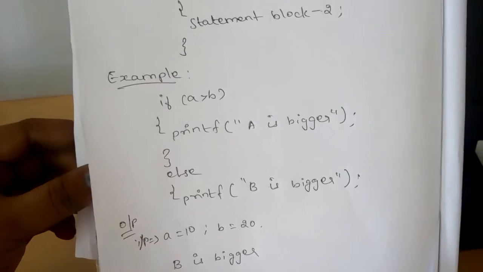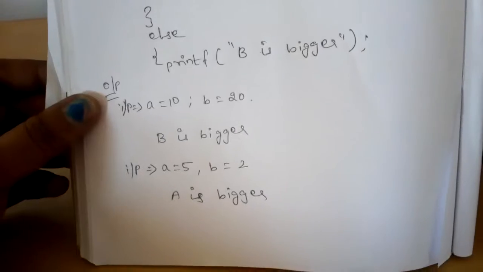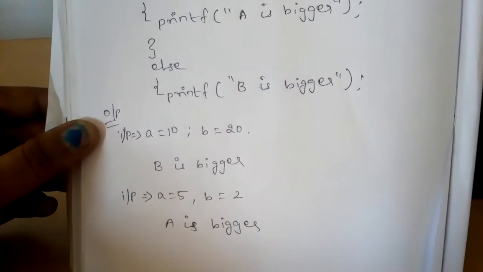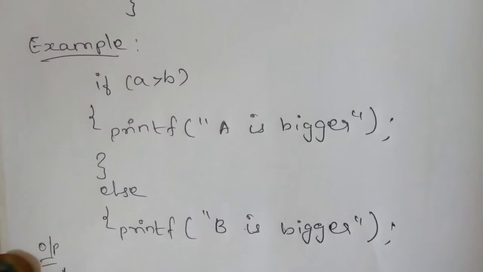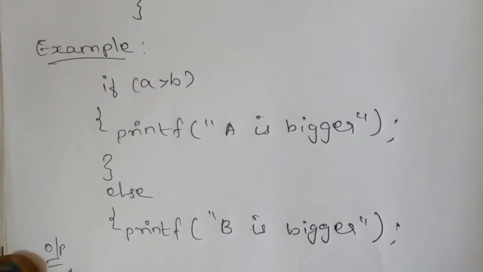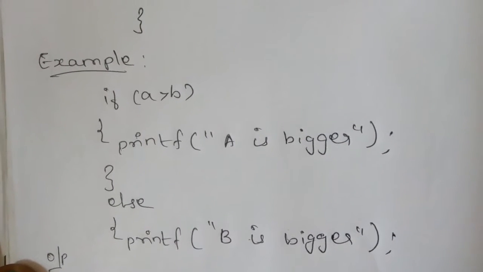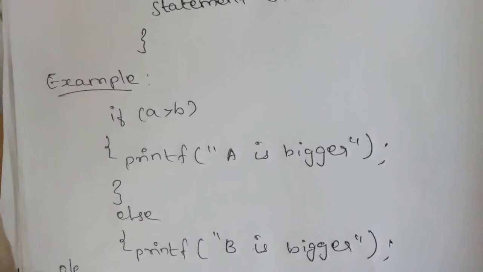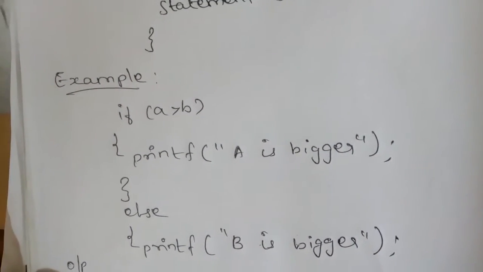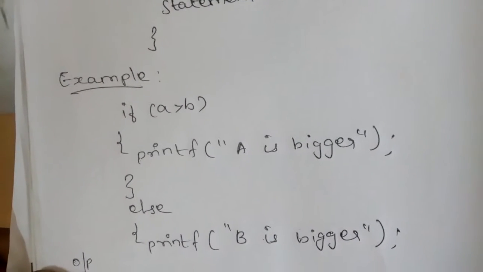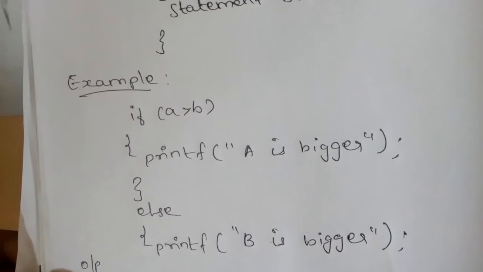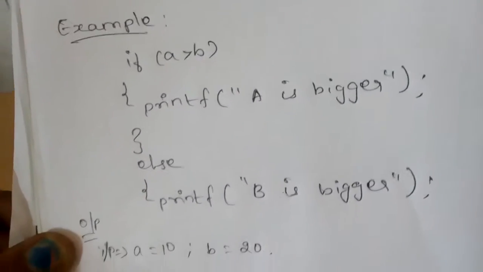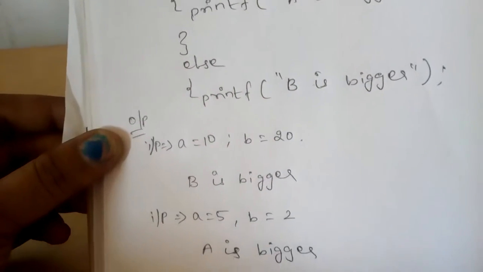Here we are giving A value as 10 and B value as 20. So we are applying those values in the program. A is 10 and B is 20. Comparing, A is greater than B. The condition is false because A value is 10 and B value is 20. So we are moving to the else part. Printf B is bigger. So this part will be printed: B is bigger.